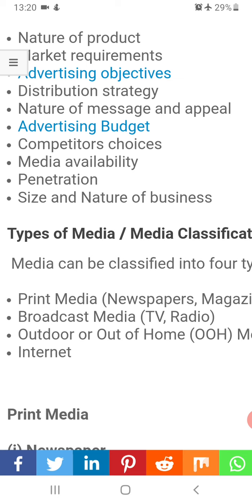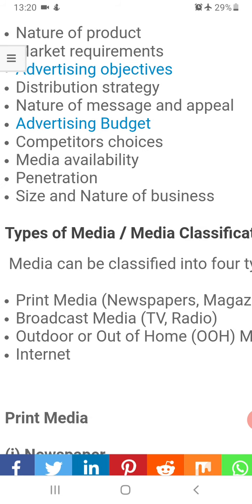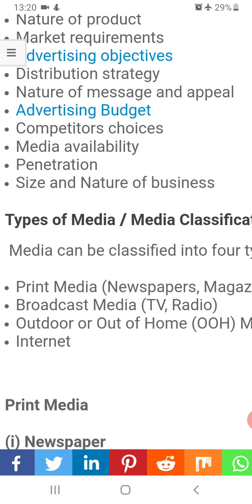Media availability. In the last class I told about T and S, that is time and space. Time is bought in broadcasting channels like radio and television, and space is bought in print medium. If I urgently have to give an advertisement on the front page of Times of India, definitely it is going to cost me multiplied by copies that would be in circulation.